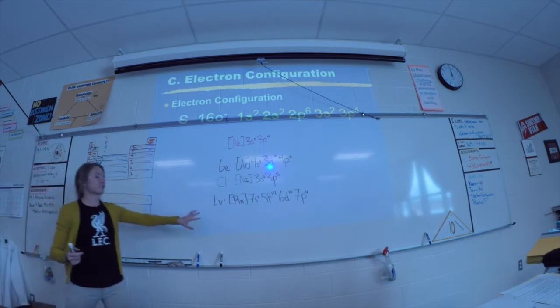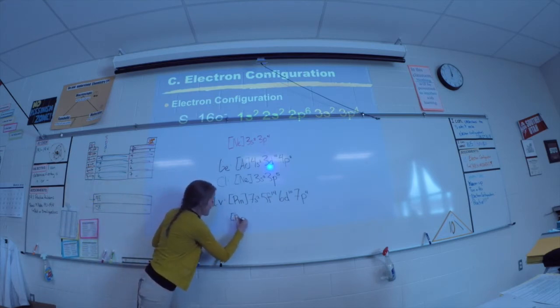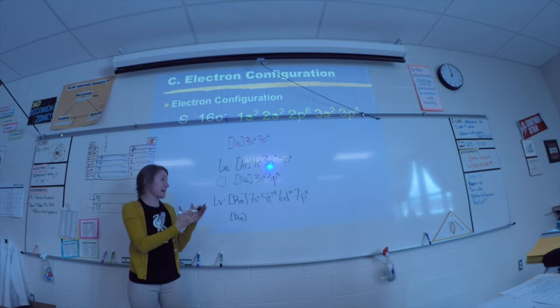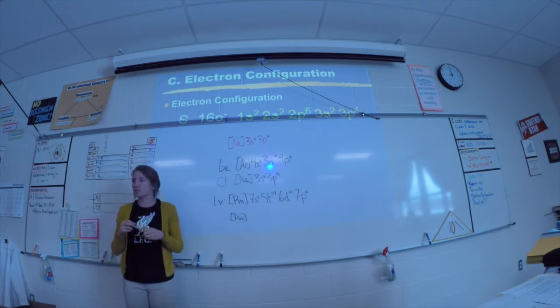So yeah, if it said draw the orbital diagram, you could pretty much do the same thing. You'd write Rn to say, hey, I'm shortcutting, and then you'd only draw the boxes for the ones that follow. So, good question. Any other questions?